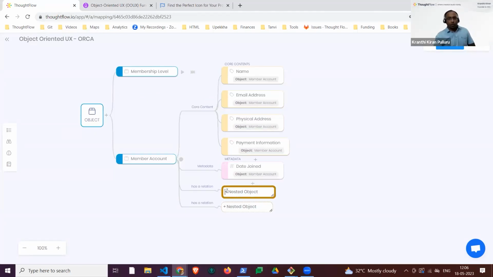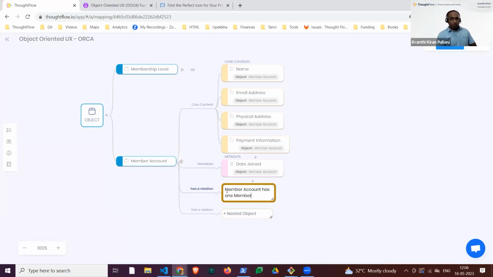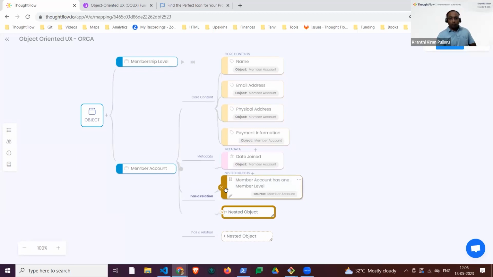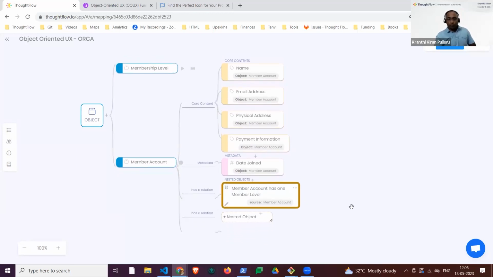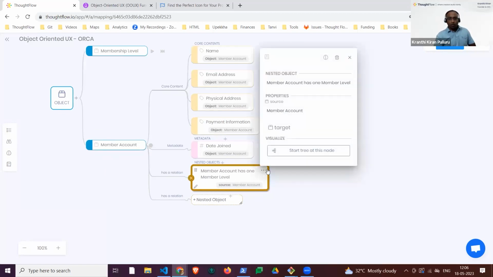Now we want to map out the relationship between these things. We want to map out the truth. What is true about how member accounts and member levels relate to each other? Well, a member account can have one current member level. That's true. Now we have a nested object here, and don't worry, we'll get more into nested objects later. But basically, you can read this as a member account has one current member level. That seems true, right?